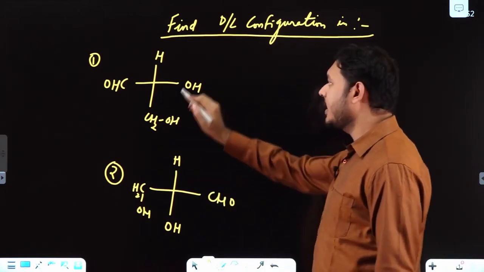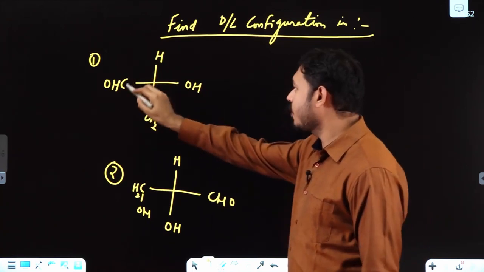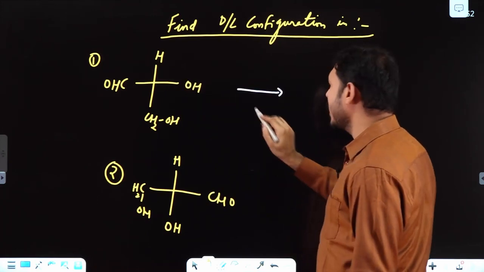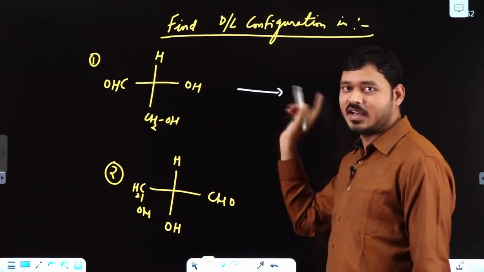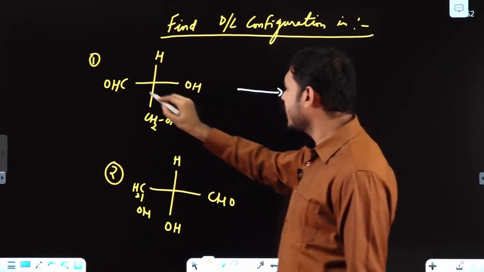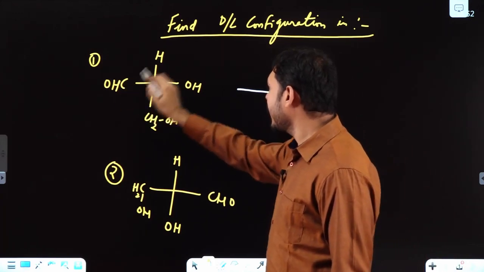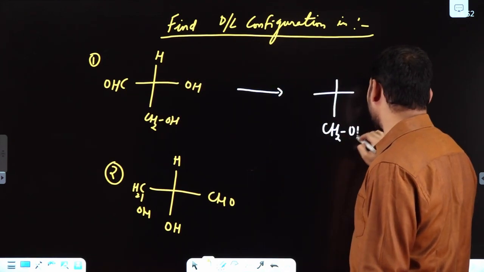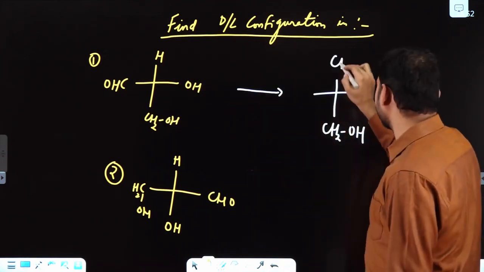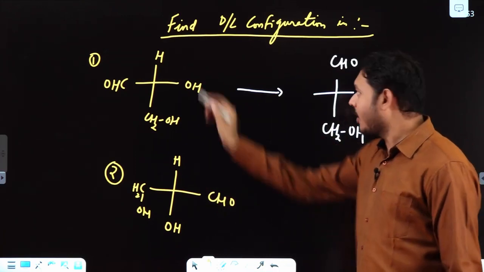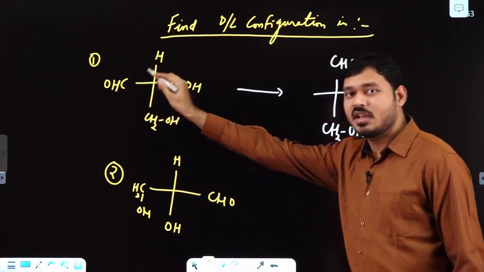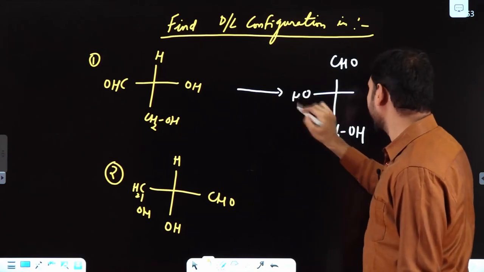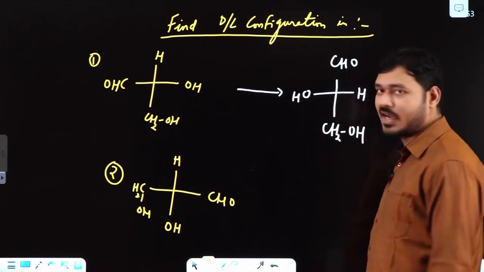Now here, what I need is, I need this main function group at the top. Okay. So to check the DL configuration, let's do even interchange. So I will get the identical compound, right? So if I first of all interchange this aldehyde and hydrogen part, what I am going to get? This will be as it is, CH2OH. Now this aldehyde CHO part comes upside, okay? Now hydrogen comes here, first interchange. Now hydrogen and OH will be interchanged. So OH comes this side and hydrogen comes this side.